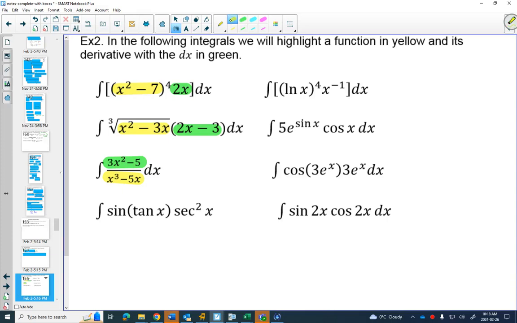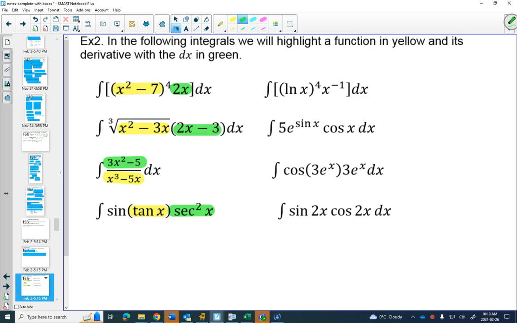Fourth one's a little bit easier. The only function that's inside of something else is tan x. The tan x is inside of sine. Does its derivative show up? Do you remember the derivative of tan? Okay, right? Add that to your quadratic formula on your hand if you're not. The derivative of tan is secant squared.